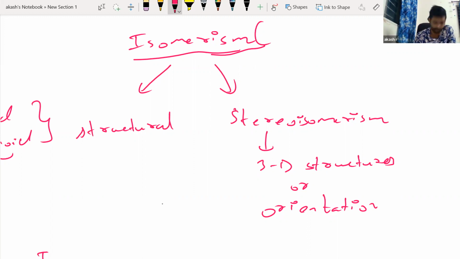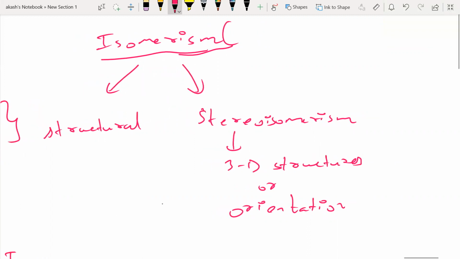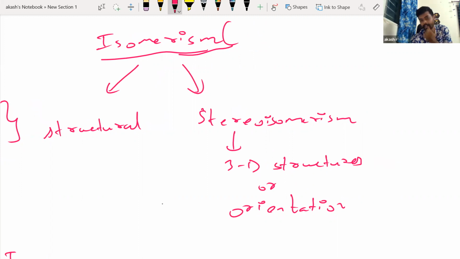Excuse me, sir. Yes, Kanna. I think isomerism is deleted this year. Oh, isomerism is deleted? Great. Can somebody confirm? It's deleted. Okay. What other things are deleted in coordination complexes?